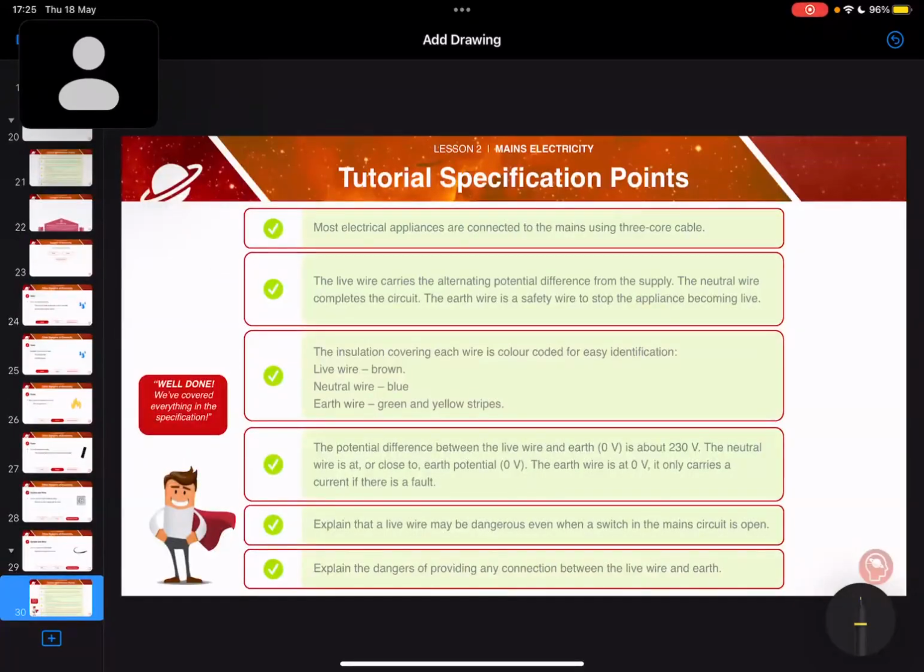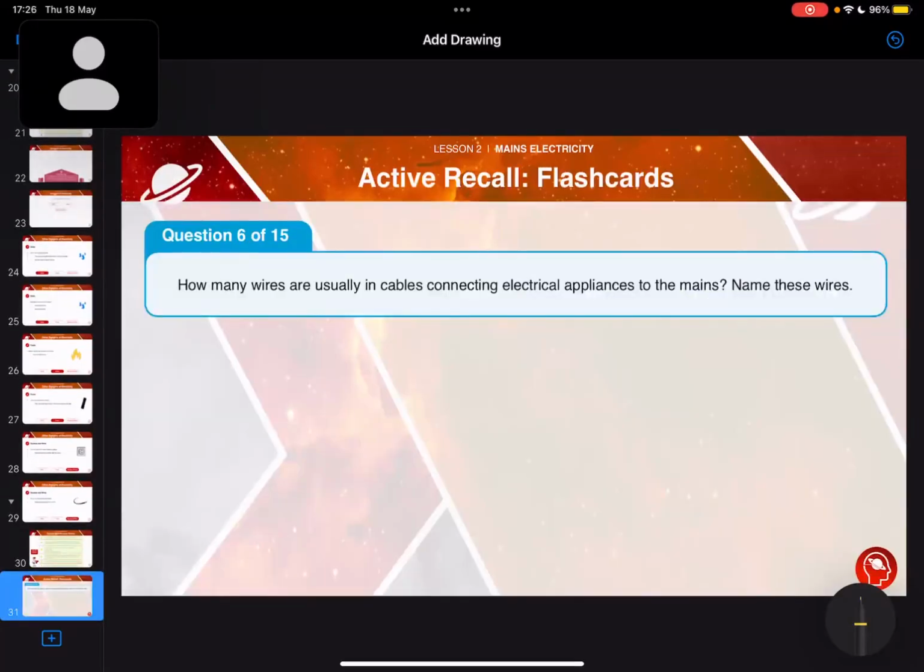Okay. Any questions from anything that we've done so far? Any questions? If you guys don't have any questions, I'm going to do some questions with you. So what do you think? How many wires are usually in cables connecting electrical appliances to the mains? And what are these called? Is it 3? Correct.